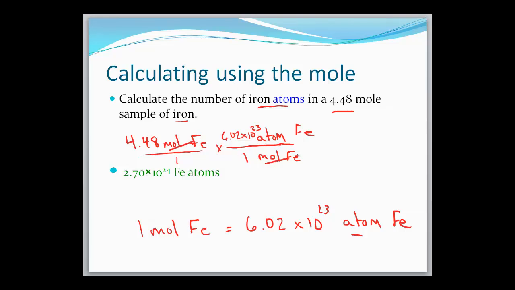That way the unit moles cancels, and when we do the math here, 4.48 times 6.02 times 10 to the 23rd, we get 2.7 times 10 to the 24th, and the unit left is atoms of iron.